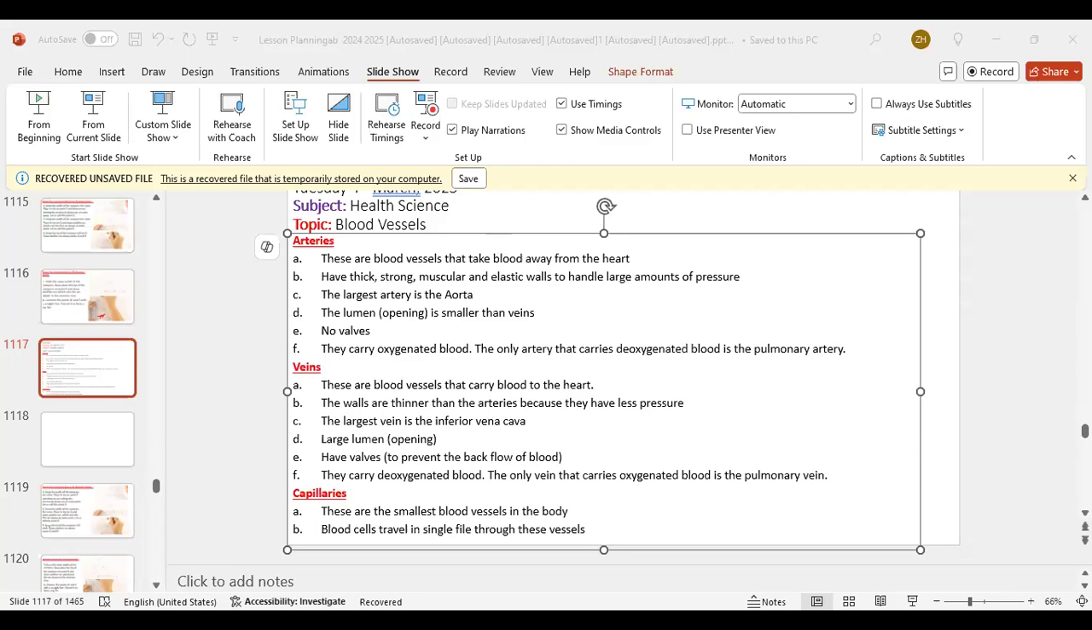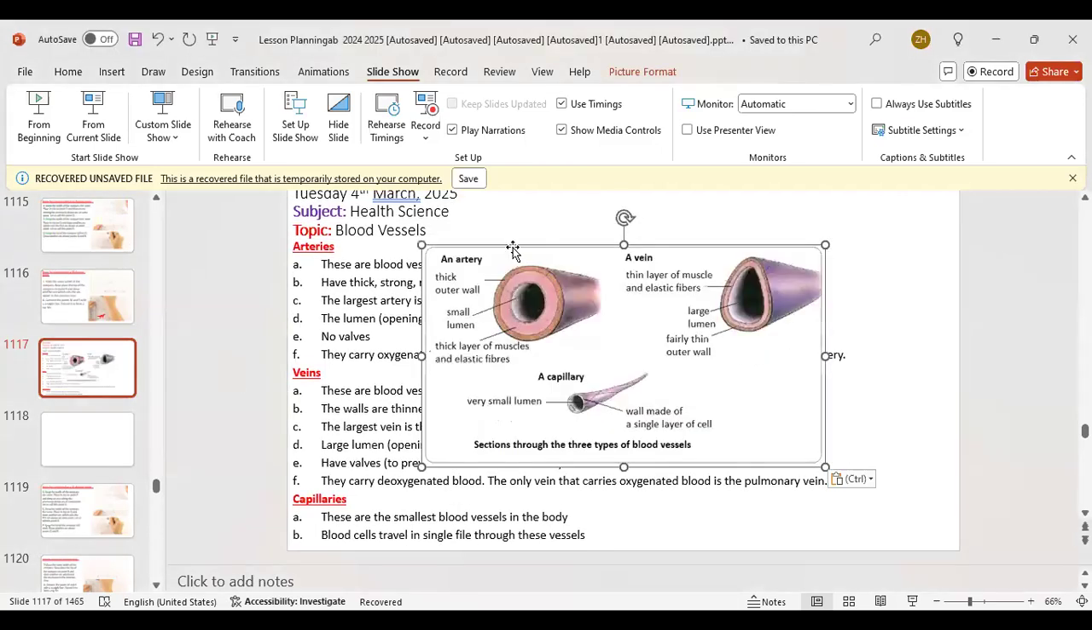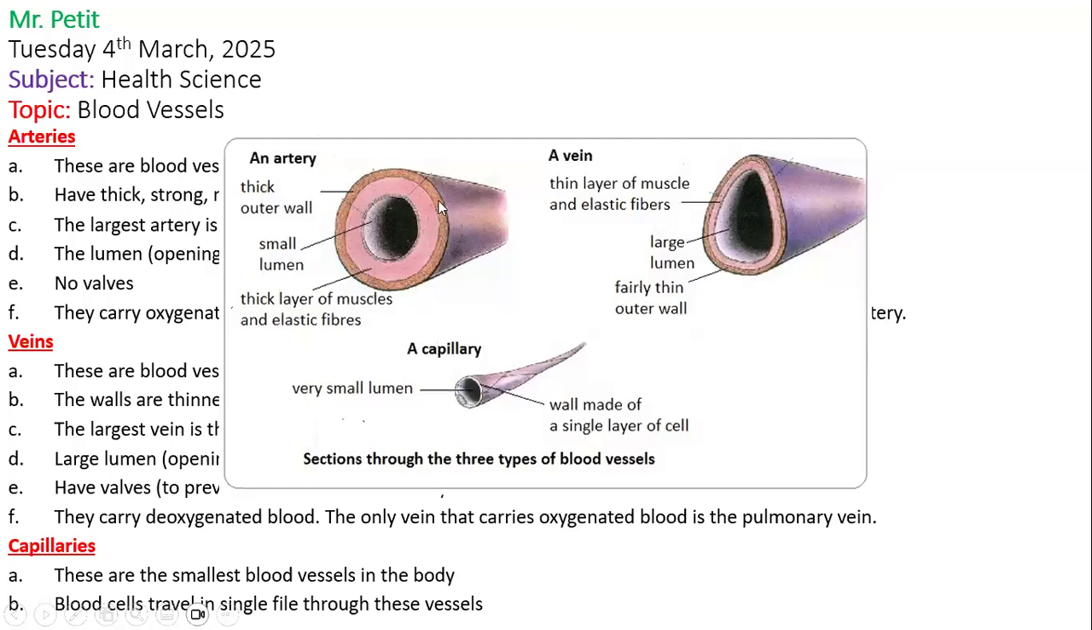So you have the difference between the 3 blood vessels. This is a good diagram right there. If you look carefully at the diagram, let me put it on the screen so y'all could see it. So the artery, obviously, has strong, thick, muscular walls. The vein has a large lumen. And the capillary is very small. It's made of a single layer of cells. So this is the difference between the 3.